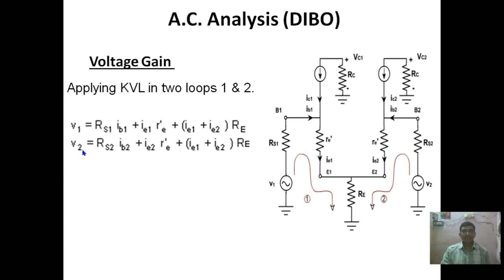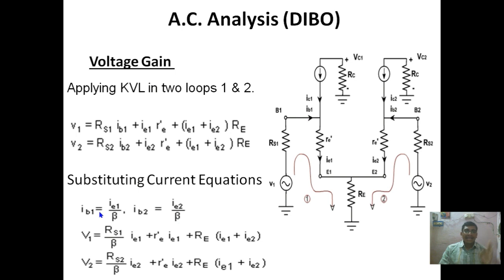Next, we are going for the loop 2 KVL equation. In this KVL equation, V2 is the only voltage source that is present. Therefore, V2 is equal to RS2 into IB2 plus IE2 into RE dash plus (IE1 plus IE2) into RE. Okay, so we have got the two KVL equations, and we know one thing: IB is equal to IC by beta, or else beta is equal to IC by IB.